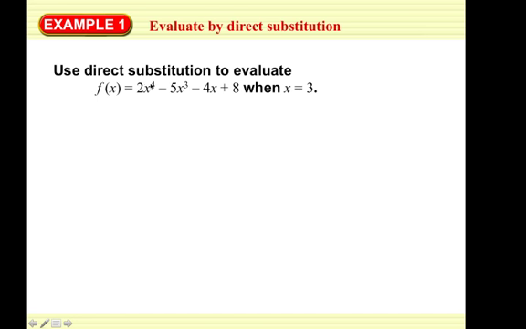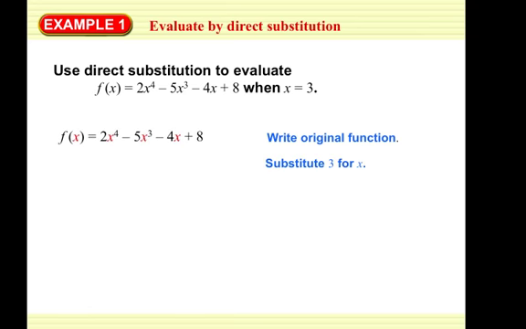So direct substitution is just the substitution that you've used before. We're going to evaluate. Evaluate means substitute and simplify. So we're going to take 3 and put it in everywhere we see x. The way that we write it is f of 3. That just means we've plugged in 3 for x, equals 2 times 3 to the fourth minus 5 times 3 cubed minus 4 times 3 plus 8.